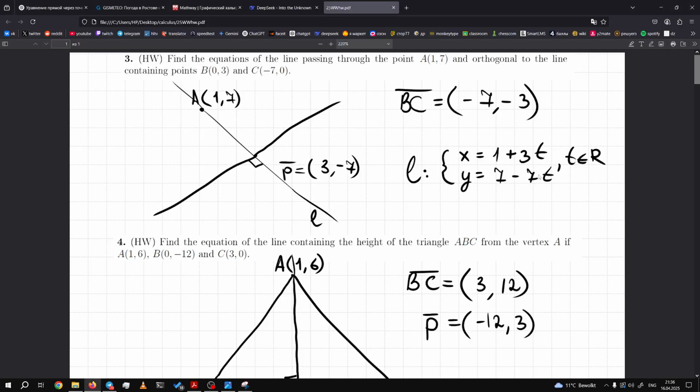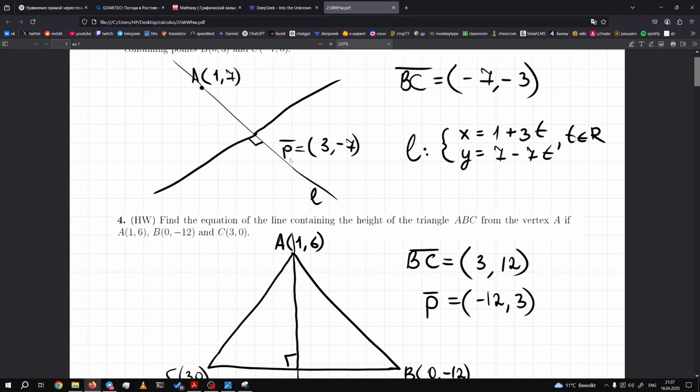Okay. So we have vector BC, and we can find the orthogonal one. So it is 3, minus 7. And now we can construct the line because we know point A and the directional vector. I already discussed how to do this. Okay, I hope this task is clear for you.